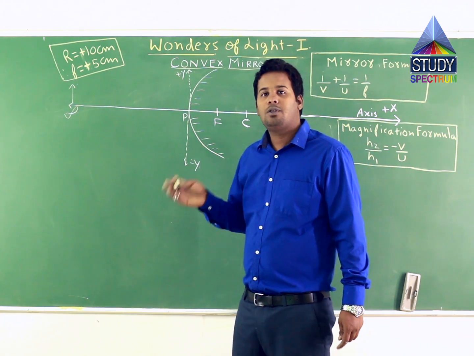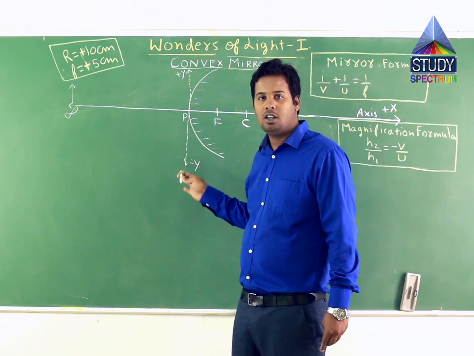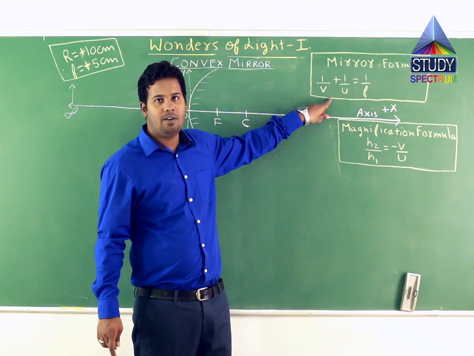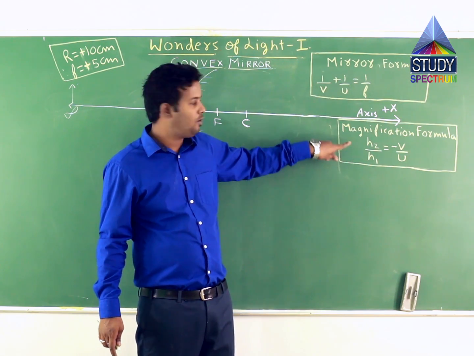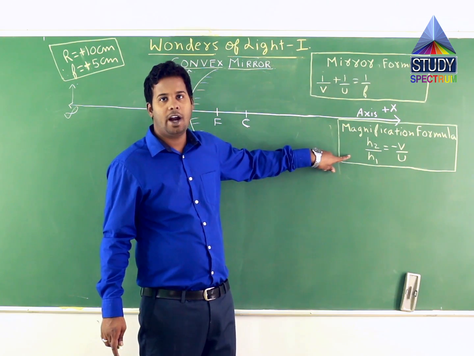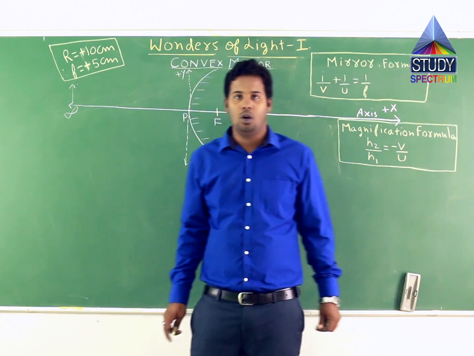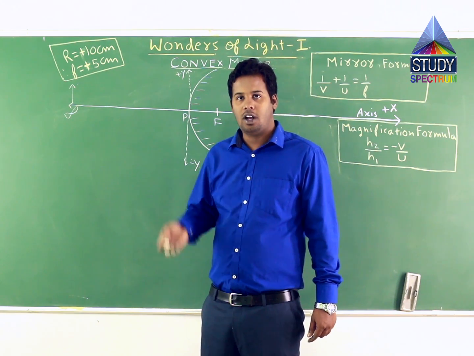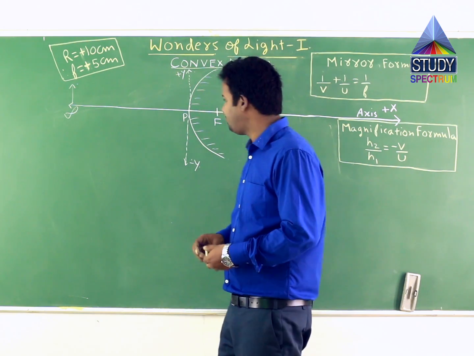Now, as we have solved different cases in concave mirror, in the same way we will get 4 results in convex mirror also using the same mirror formula, that is 1 by V plus 1 by U is equal to 1 by F, and magnification formula, that is height of image, H2, upon height of object, H1, is equal to minus V by U, where V and U are horizontal distances and H2 and H1 are vertical distances, that is height of image and object.